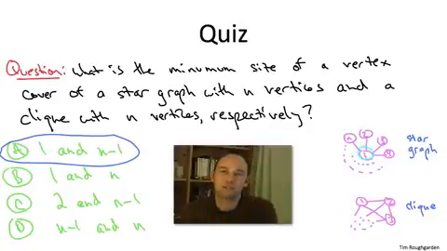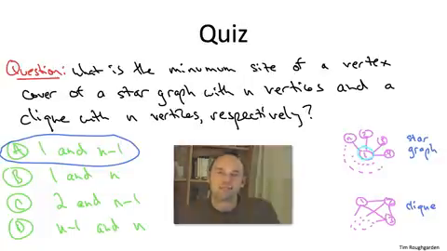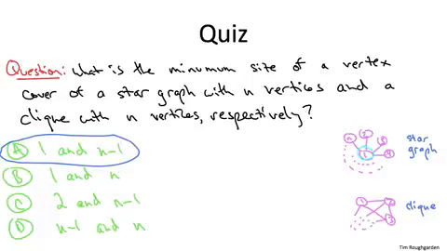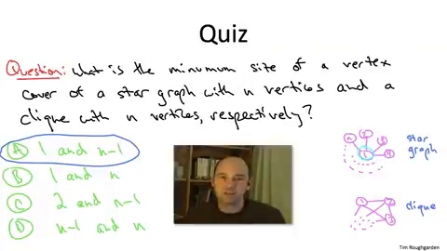So that's why any subset of n-1 vertices will be a vertex cover of a clique. n-1 is sufficient. Figuring out the minimum size of a vertex cover in these two special graphs probably didn't seem that hard, and it's not.